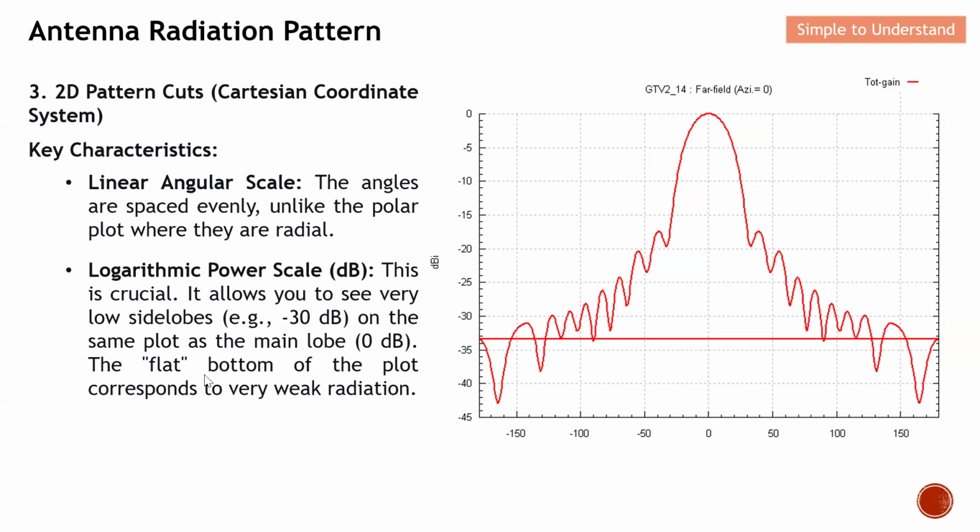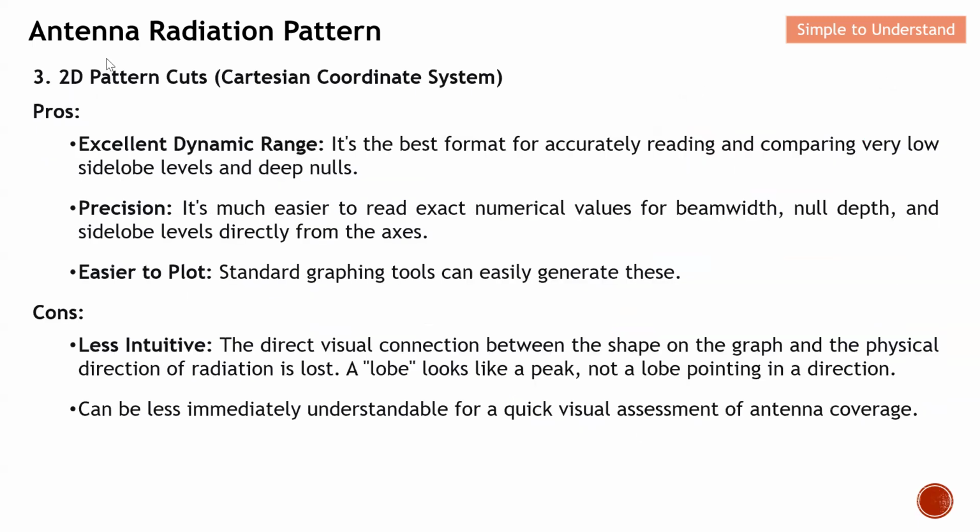Okay, so therefore, this Cartesian coordinate system will be very precise. Based on the angle, you will be able to know the precise radiation power, for example, or even the gain of the antenna. Okay, coming to the Cartesian coordinate system, coming to the pros and also the cons.